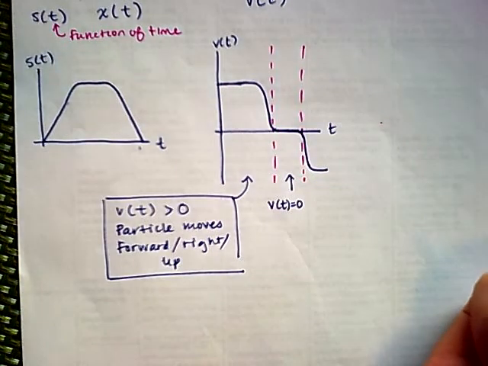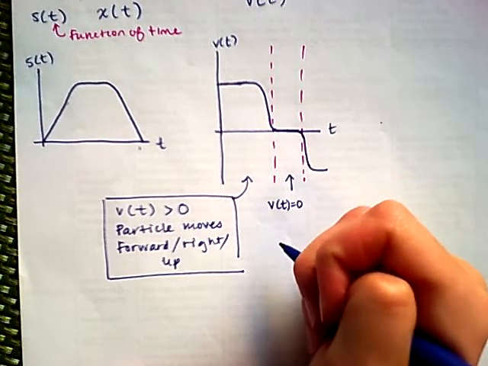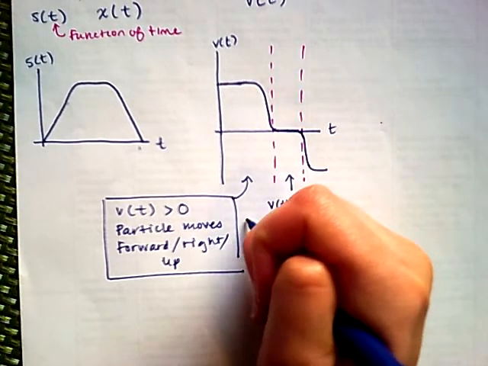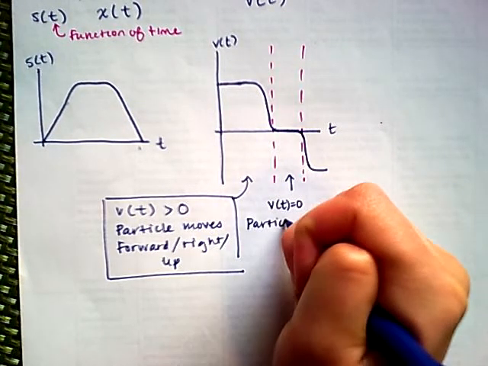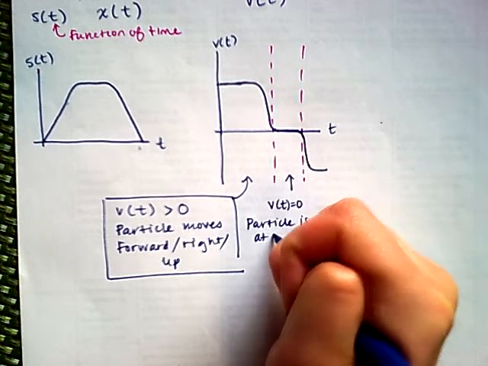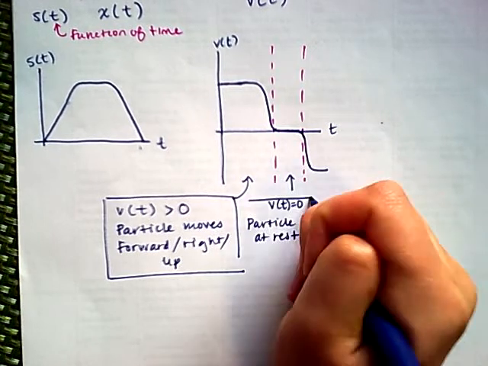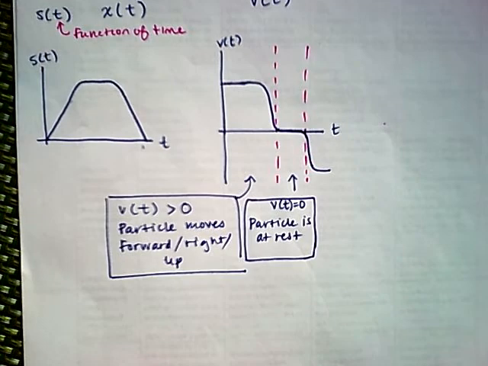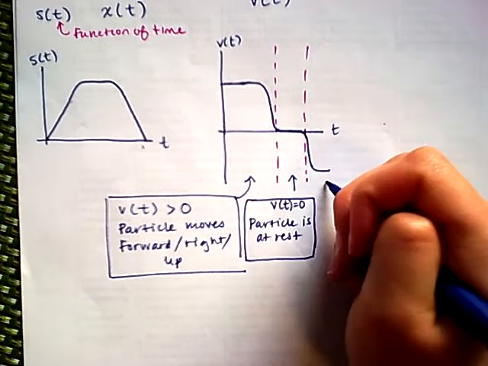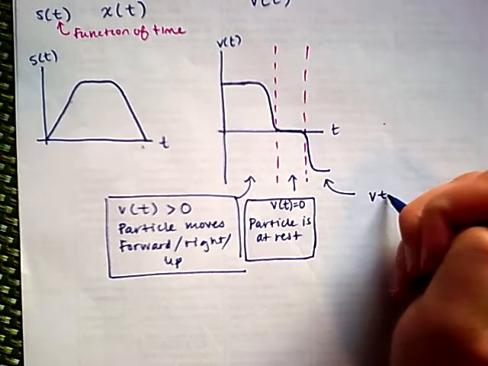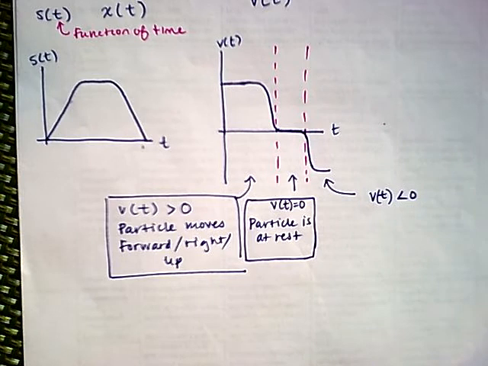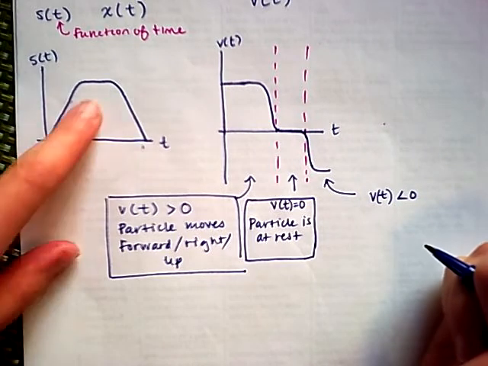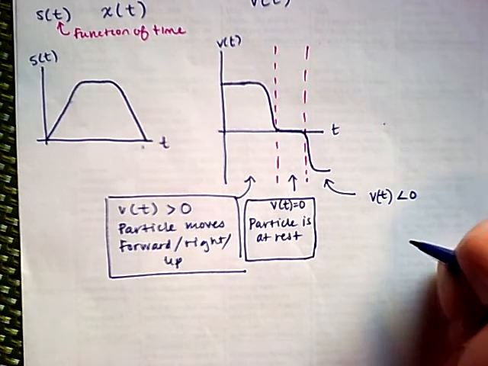So what is that telling us? That's telling us that the particle is at rest, or it's standing still. It's another way it's described. And then the last little chunk, where my velocity is less than 0 or negative, that means that what was happening here is moving backwards.